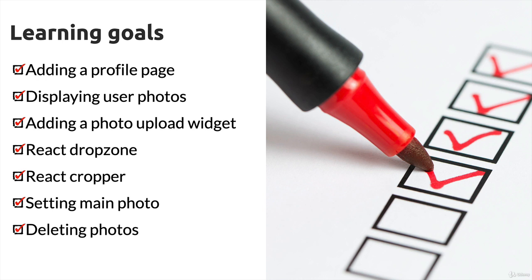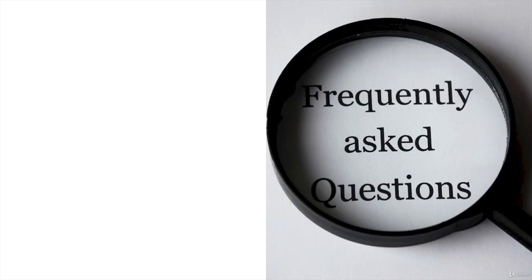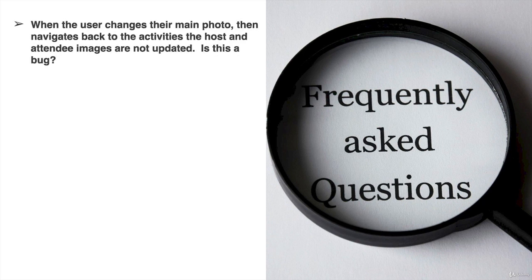And we've also added the functionality to set the main photo and delete photos from a user's photo collection as well. So just one frequently asked question in this section. When a user changes their main photo, then they navigate back to the activities, the host and the attendee images are not updated. Is this a bug?